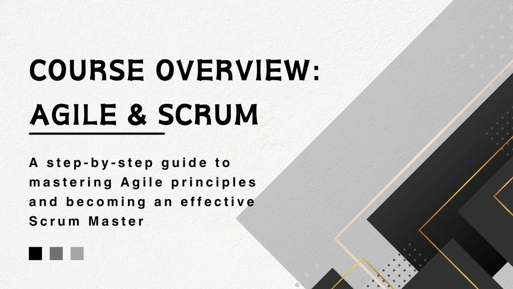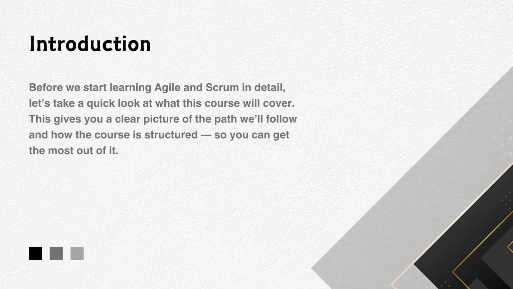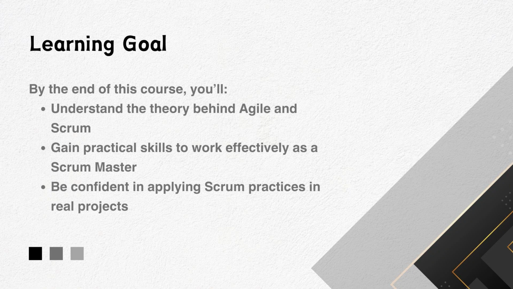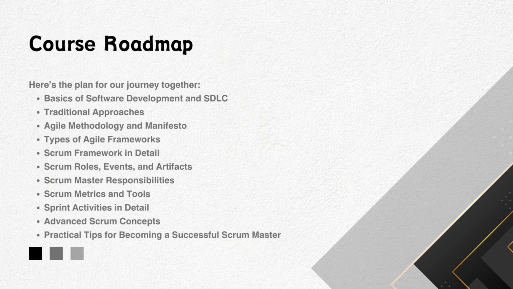Before we start learning Agile and Scrum in detail, let's take a quick look at what this course will cover. This way, you'll have a clear picture of the path we'll follow and how the course is structured, so you can get the most out of it. In this tutorial, we'll go step by step so that by the end, you'll not only understand the theory behind Agile and Scrum, but also have the practical skills to work effectively as a Scrum Master. Here's the plan for our journey together.